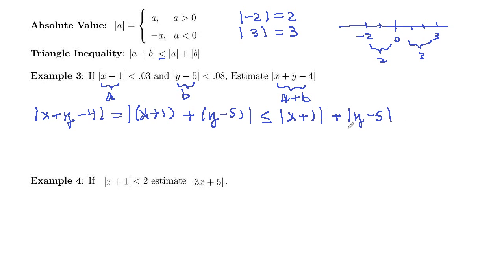And then what do we know? Well, we know x plus 1 is less than 0.03. So now we can do a strict less than. This piece is less than 0.03. And then the absolute y minus 5 is less than 0.08. And so if we add those together, we get 0.11. So that's an overestimate for the quantity x plus y minus 4. So that's interesting.